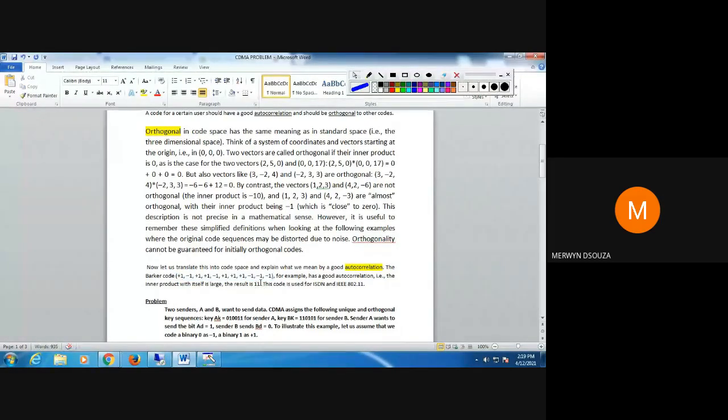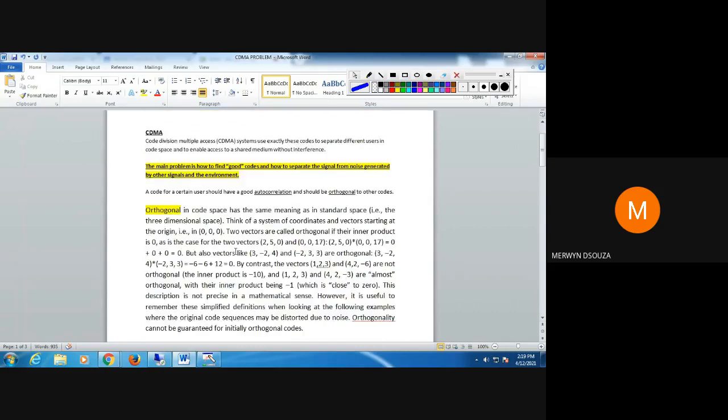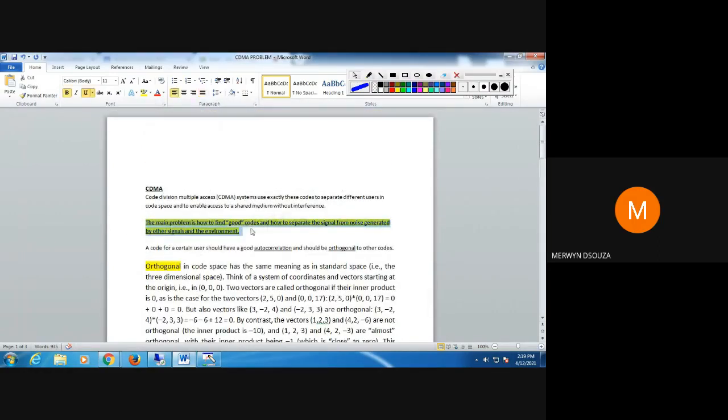And this code has also been used in ISDN and IEEE 802.11. So I'm just giving you this example for the meaning of good autocorrelation. Basically, if someone asks you tomorrow, when you're selecting a code for CDMA, how you decide whether it's a good code, so that you can separate the signals from the noise or any other interference in the environment?